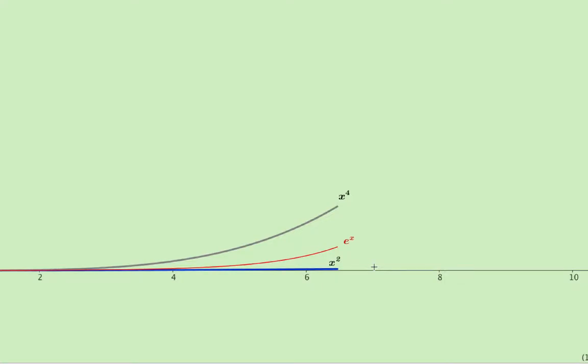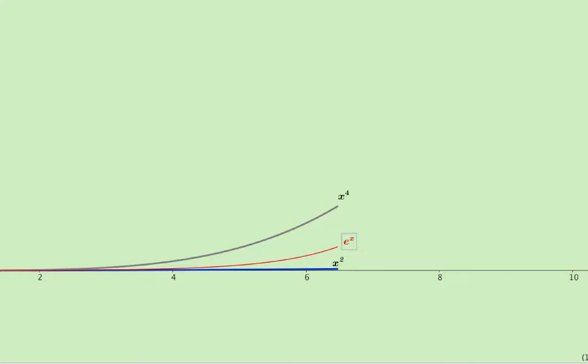There are going to be three functions plotted on it simultaneously. So here is x squared, which is growing with x but quite slowly. Here's x to the power 4, which is growing relatively much more rapidly. And here's e to the x, which lies between x squared and x to the power 4 for this particular value of x, which is a little more than 6 and a little less than 7.